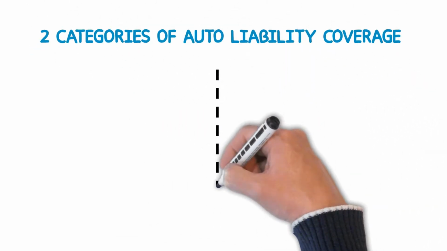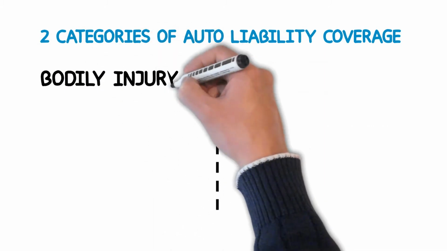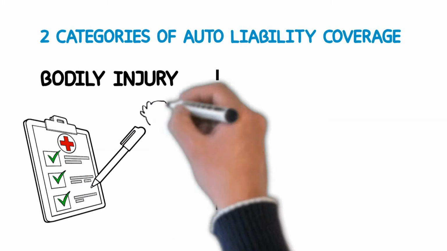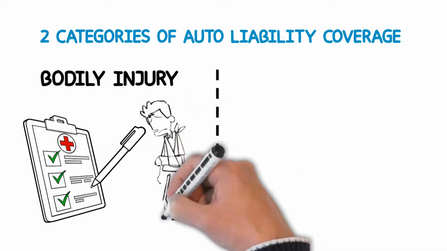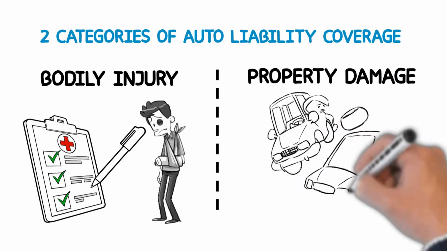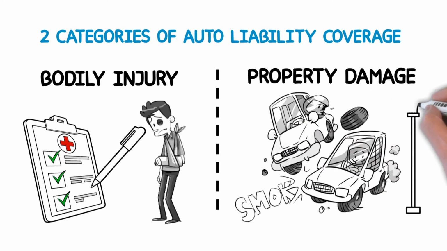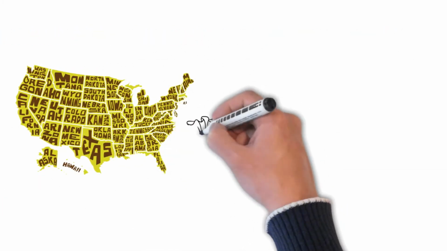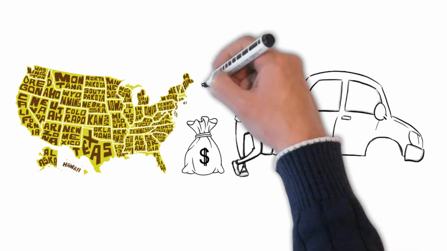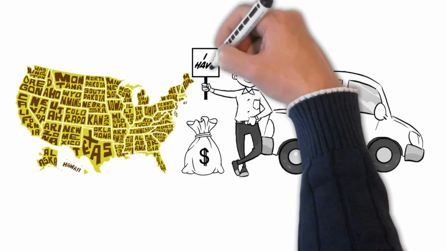There are two categories of auto liability coverage. The first category is bodily injury liability, which covers medical expenses, lost wages, pain and suffering, etc. The second is property damage liability, which covers damaged property. For example, hitting a mailbox, light poles, or even houses. That is why in most states, it is required for drivers to carry a minimum amount of liability coverage for them to be able to register their vehicles or obtain a driver's license.